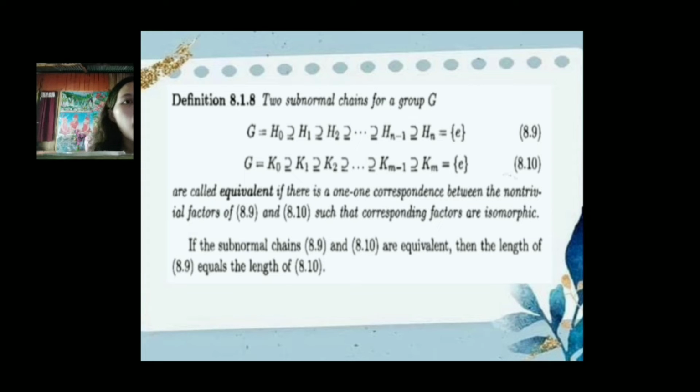in 8.9 and 8.10 are called equivalent if there is a one-to-one correspondence between the non-trivial factors of 8.9 and 8.10 such that corresponding factors are isomorphic. If the normal chains 8.9 and 8.10 are equivalent, then the length of 8.9 equals the length of 8.10.